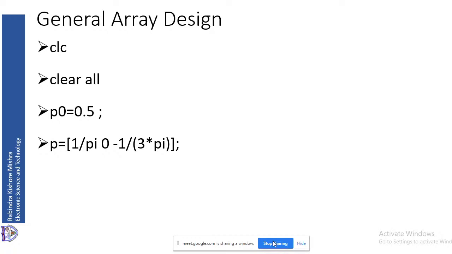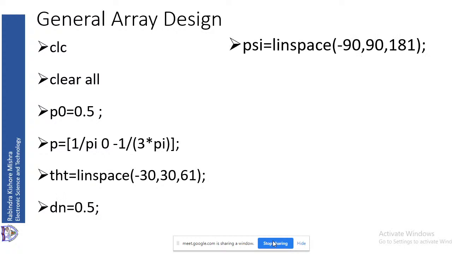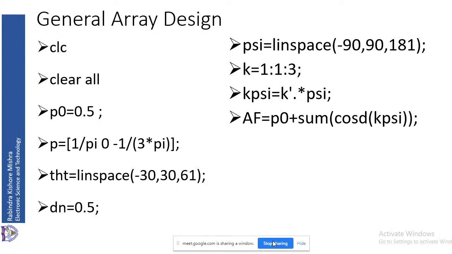Then you have to implement what we have done. So dn will be this, psi will be this. All these things I have already told you, so I am not going to discuss them anymore. K is equal to 1 to 3. K psi is equal to K transpose into psi. Now with element by element multiplication, the array factor will be this. Cos d means evaluating cos in degrees.